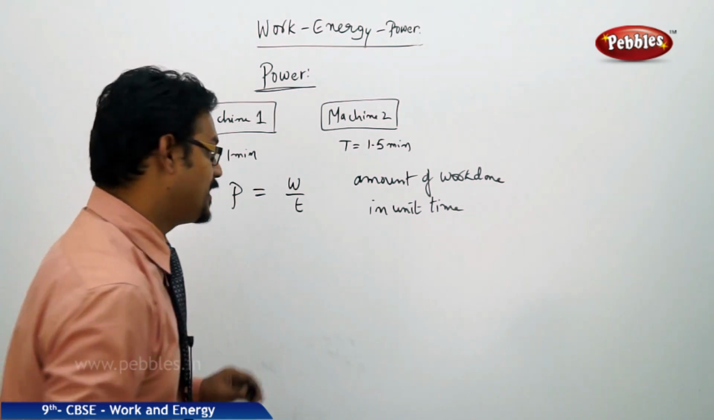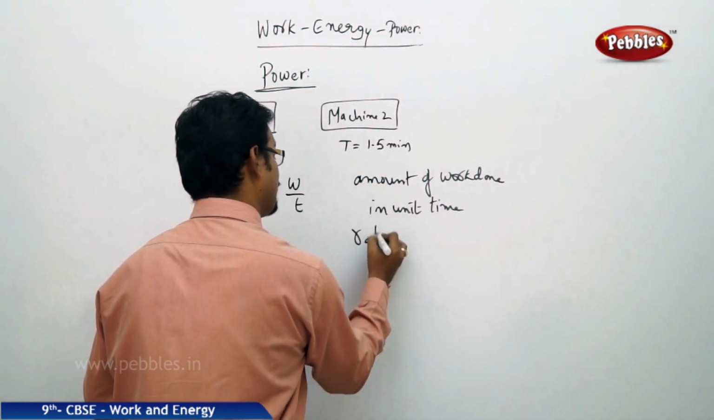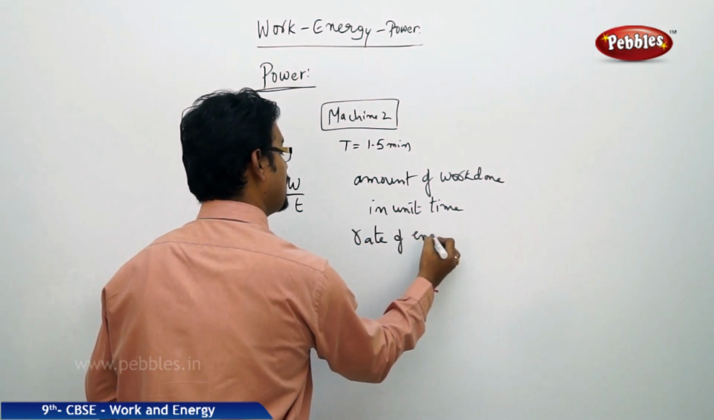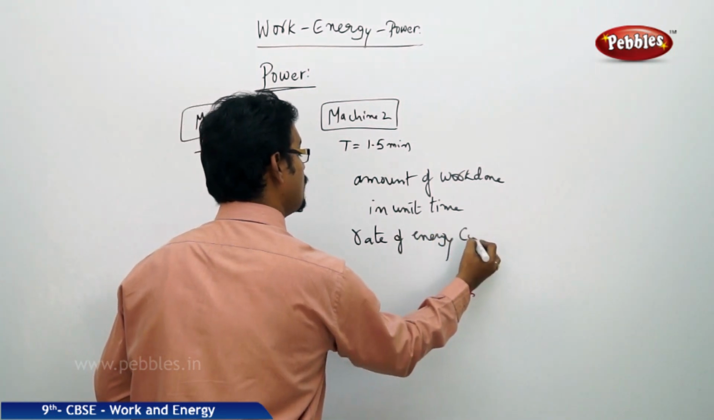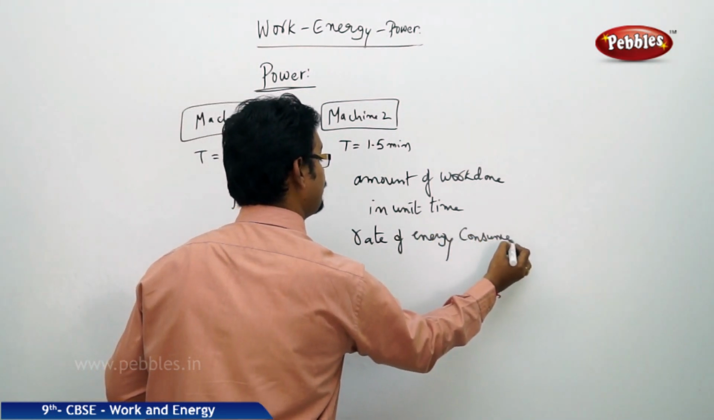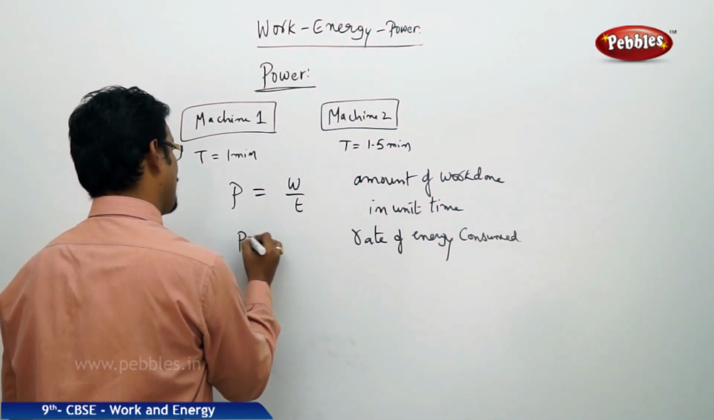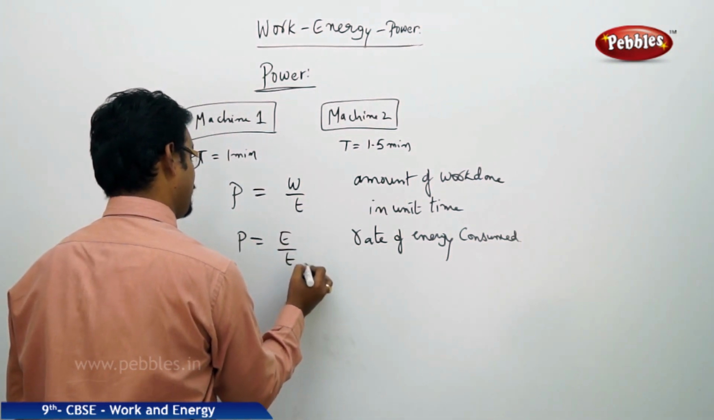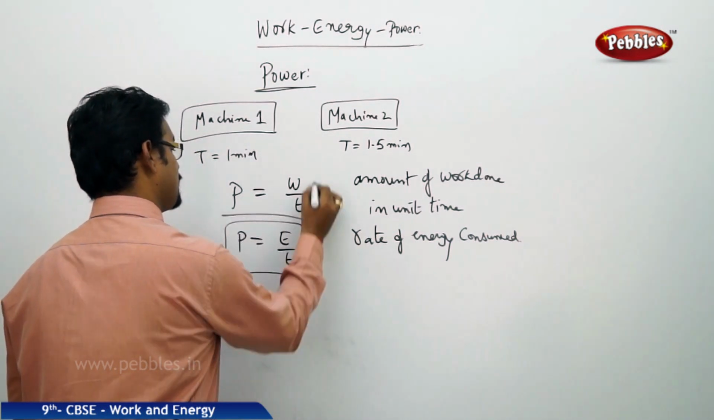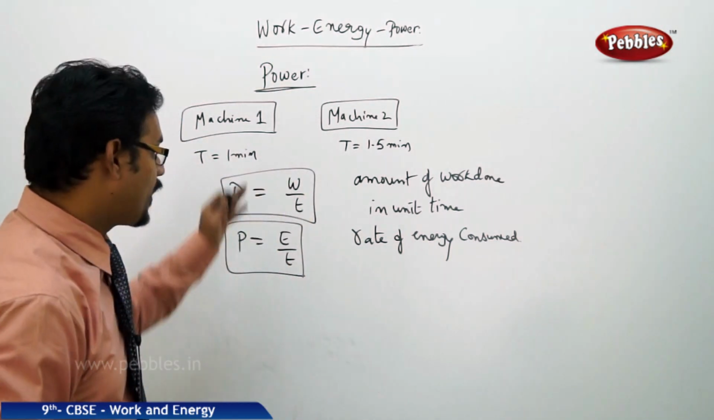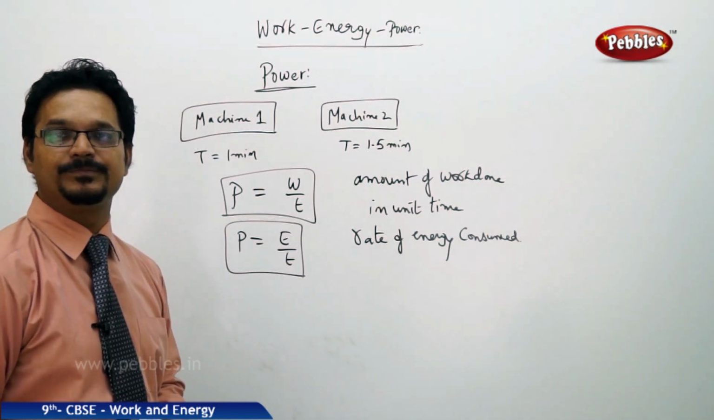One more definition is there. It is the rate of energy consumption. In that case, the power formula is energy by time. So you have two types of formulas: work by time, and energy by time.